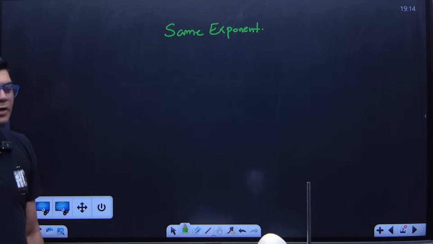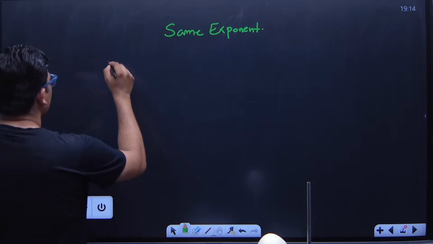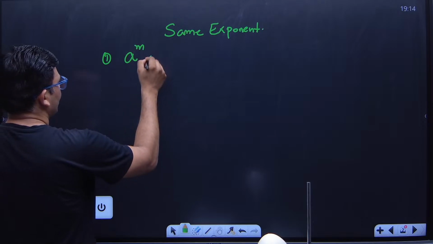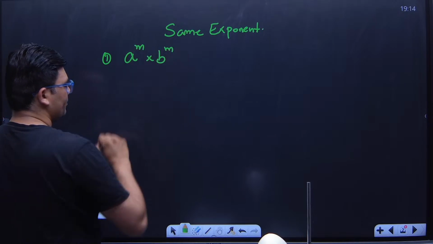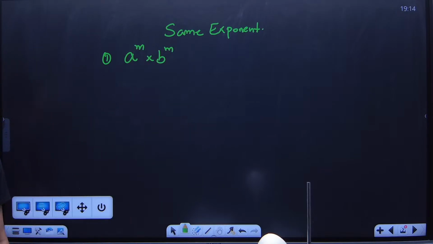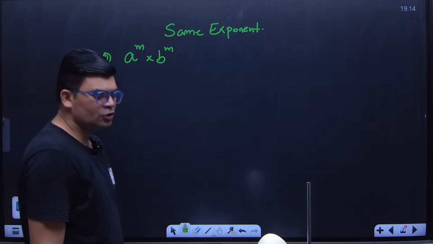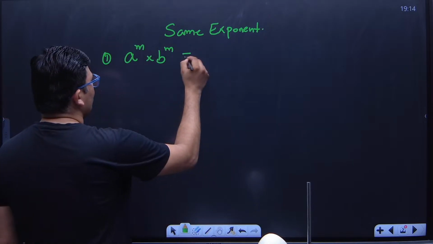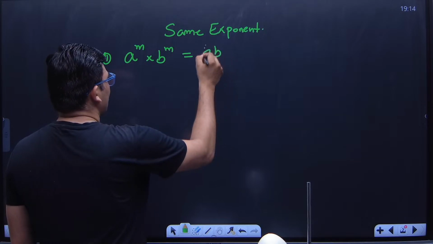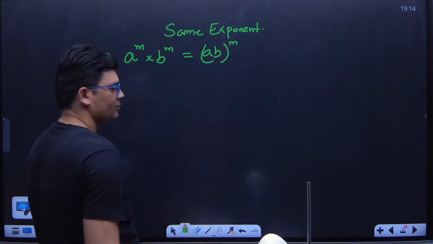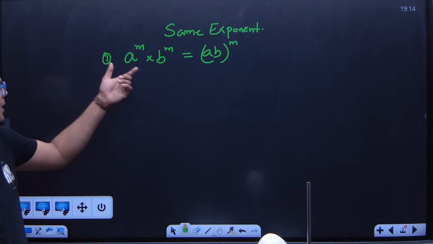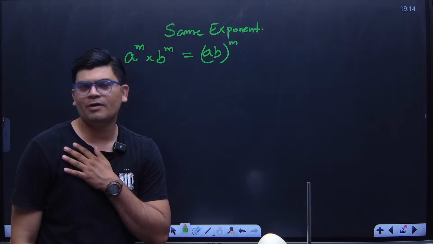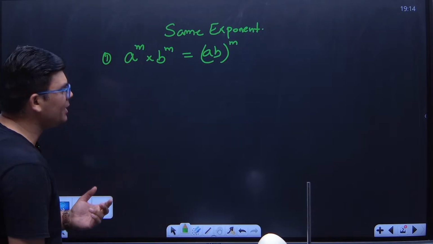So what is the same exponent? Suppose I take the number a raised to the power m into b raised to the power m. So what does this become? They will say, okay, you can multiply the number first and then raise the power. They will tell you to multiply the numbers first and then raise the power. It will be easier for you for our better understanding. How can this help us?